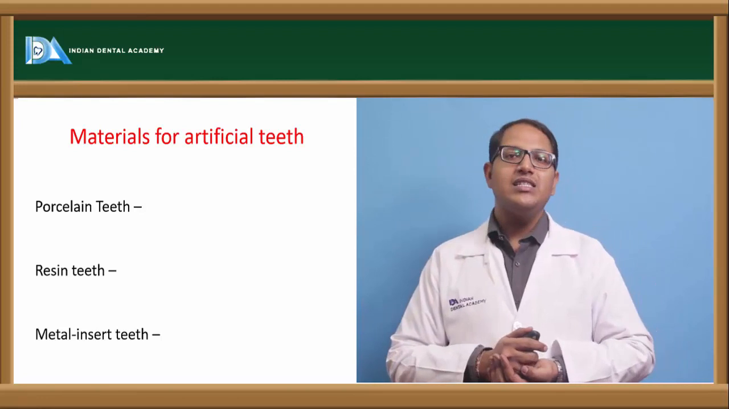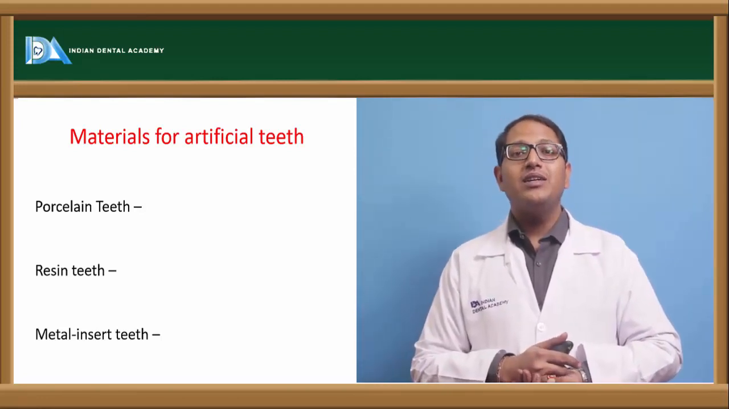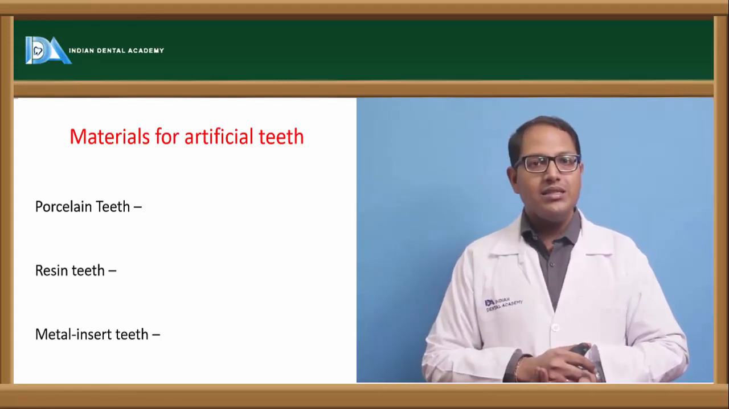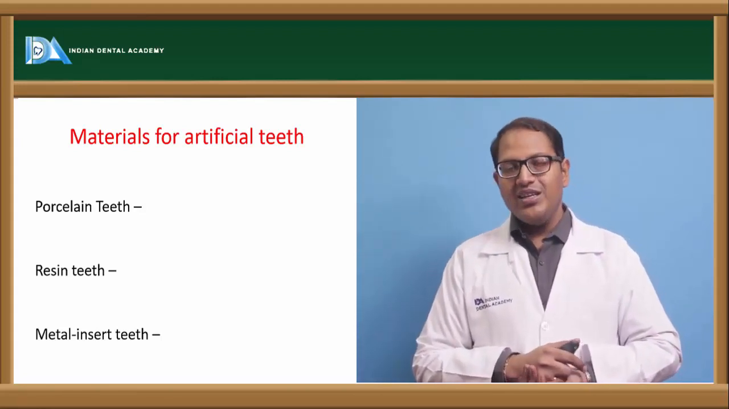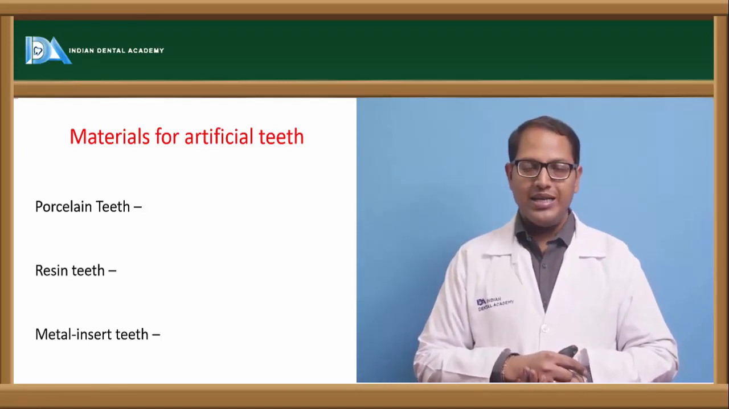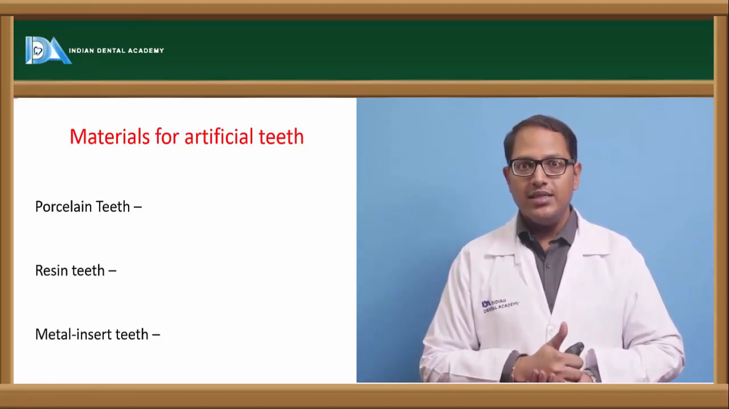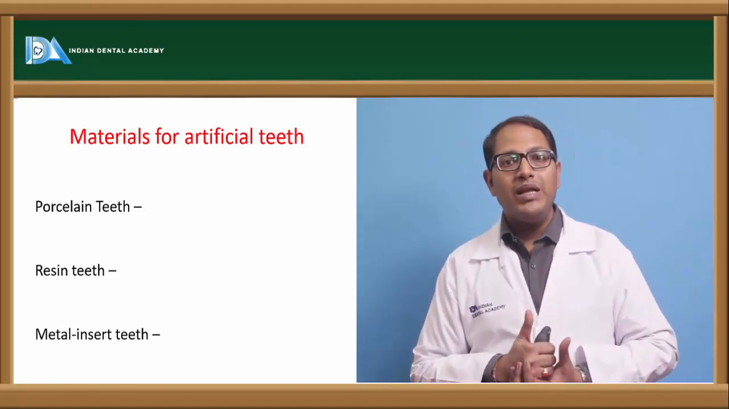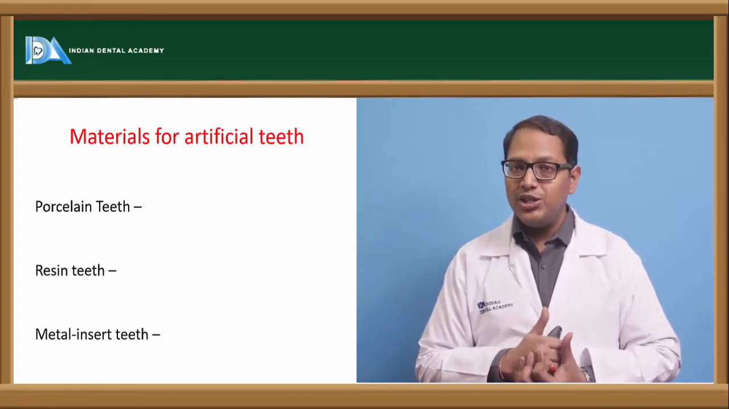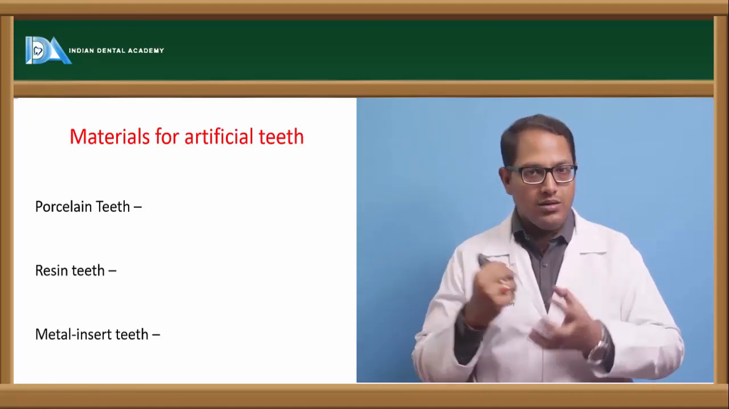Coming to the materials for artificial teeth that we can use. The older and earlier material that was used was porcelain teeth. Then came the resin teeth and also metal insert teeth. Now, these porcelain teeth, which were there in the earlier time, had certain disadvantages. They also had advantages. The chewing efficiency was excellent. They had no complaints about occlusion. They had no complaints about mastication. But the complaint which remained was that clicking sound all the time.